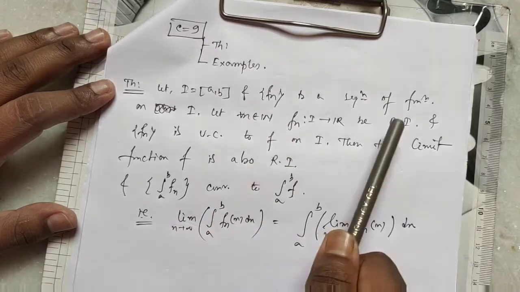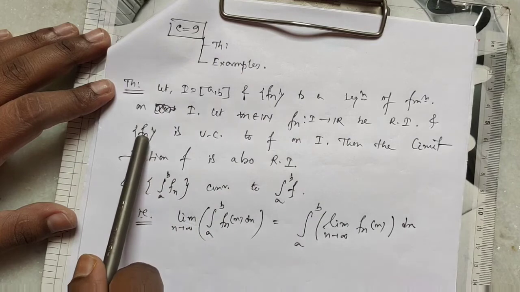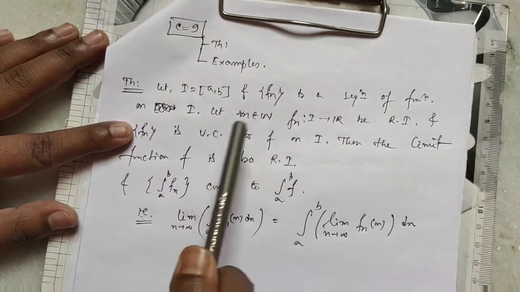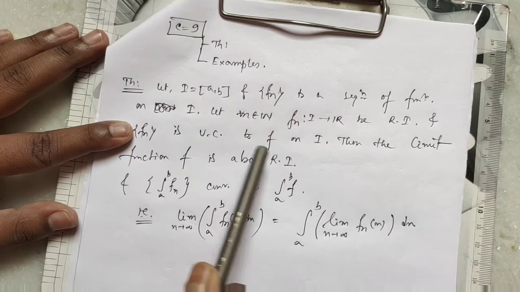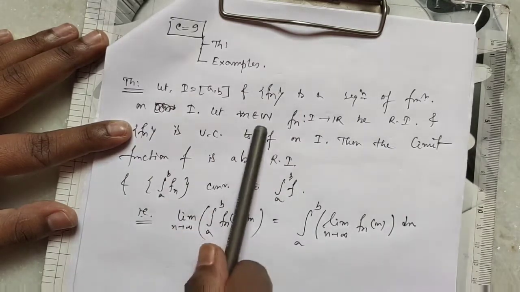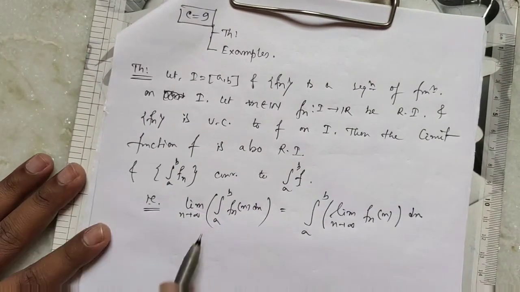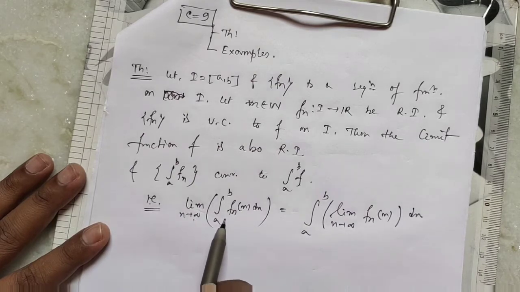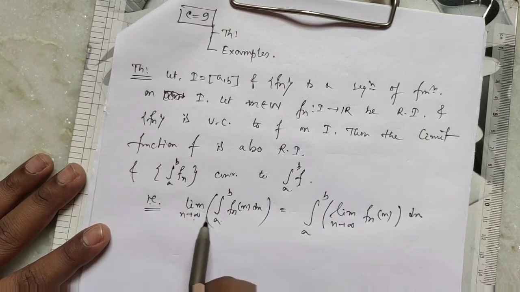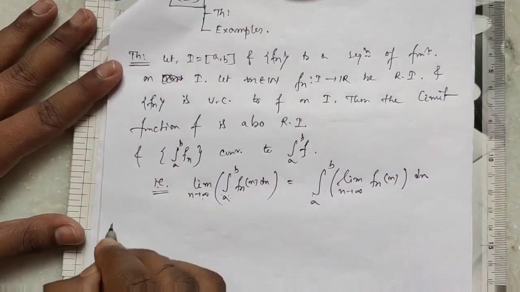So this theorem says that if fn is a sequence of functions on a closed and bounded interval, and each fn is Riemann integrable on I, and the sequence of functions uniformly converges to f, not pointwise convergent, uniformly converges to f on I, then the limit function is also Riemann integrable. And the limit and the integration can be interchanged. Clear? So now we prove this.